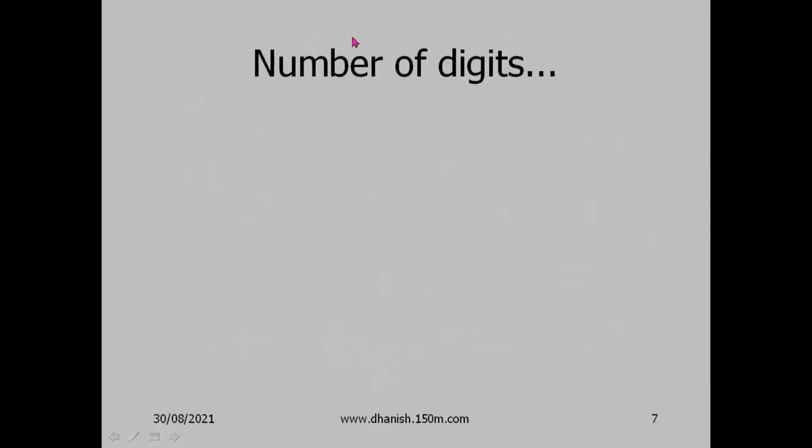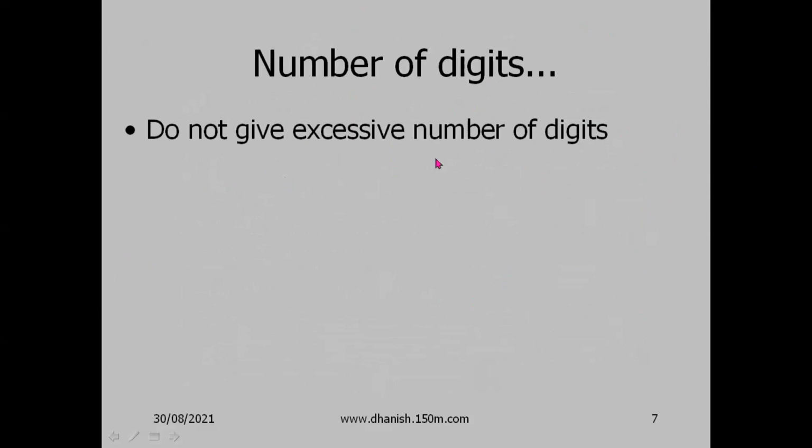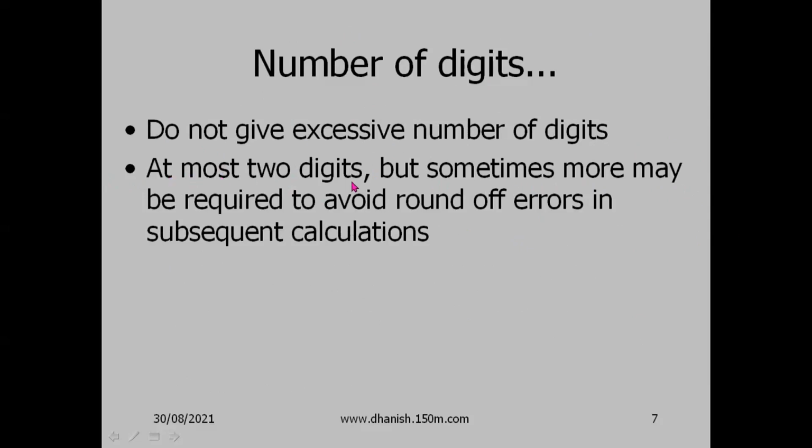Then number of digits. How many digits should be there in the result? Do not give an excessive number of digits. I think you have learned in your plus one text also it is mentioned. Do not give an excessive number of digits. But there they use some other rule, but the GUM recommends a rule based on the uncertainty: at most 2 digits, but sometimes more may be required to avoid round-off errors in subsequent calculations.